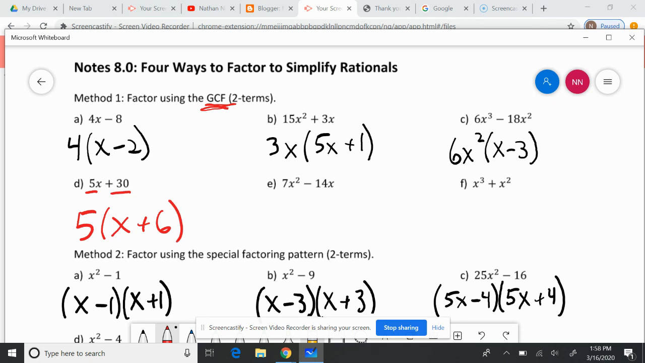When we're looking at letter E, we're going to factor out a 7x. What's left over will be an x minus 2. And letter F, when we're looking at this, we notice that they both have an x squared in common. So we factor out an x squared, and what's left over is x plus 1. Now that's finding the greatest common factor.